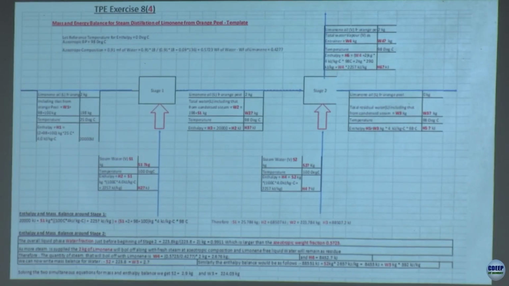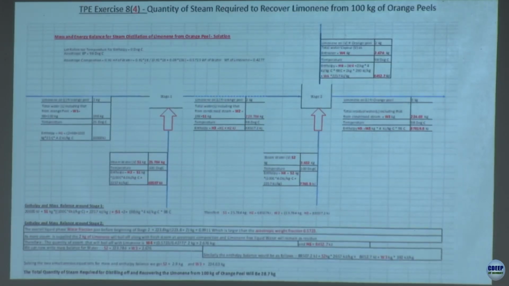Having done that, we then looked at the normal template for mass and energy balance. We presented all the data available to us, and then simply going through the mass and energy balance around stage 1 and stage 2, we could fill up all the gaps. The final answer was that the total quantity of steam required for distilling the limonene in 100 kilograms of orange peel was about 28.7 kilograms. Did you get that answer? Did you go up to there?